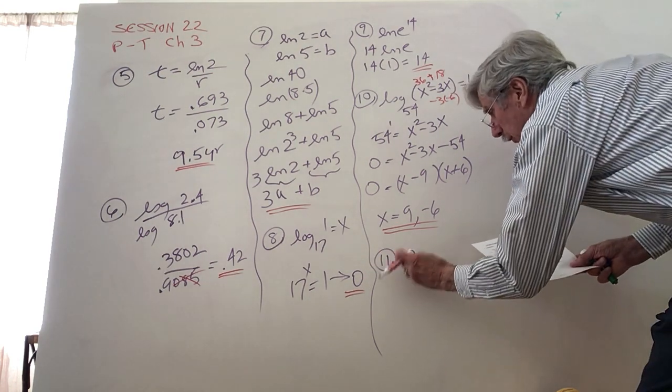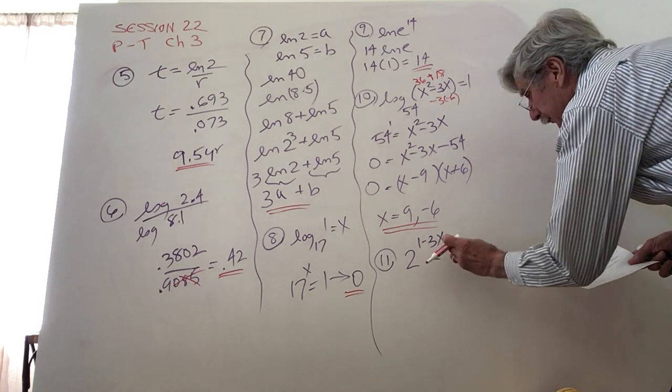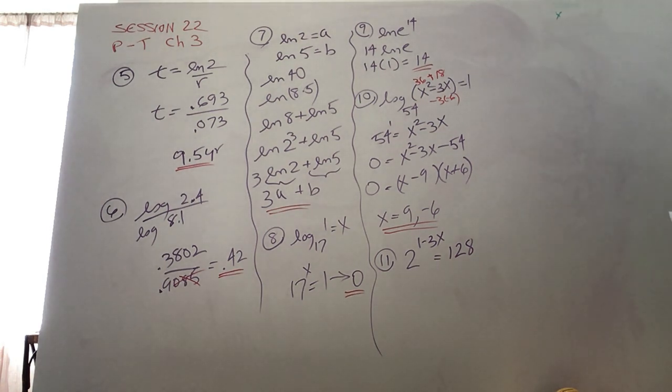11 is 2 to the 1 minus 3x equals 128. And this is where we really started the chapter here. We said a nice easy way of doing this is to try to match the bases if you can, or the exponents. And in this case, I have 2 on the left side. Try to match it with 2 on the right.